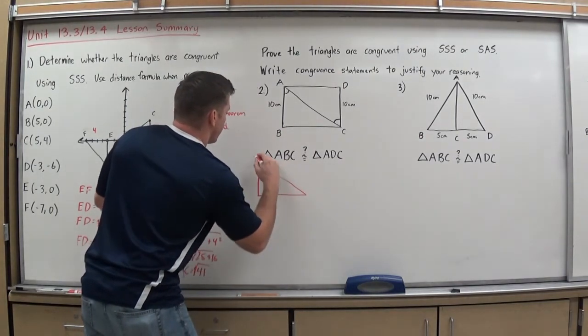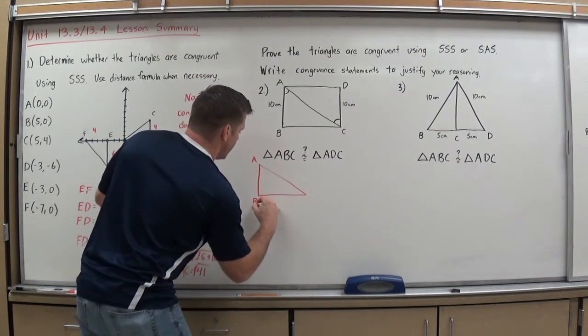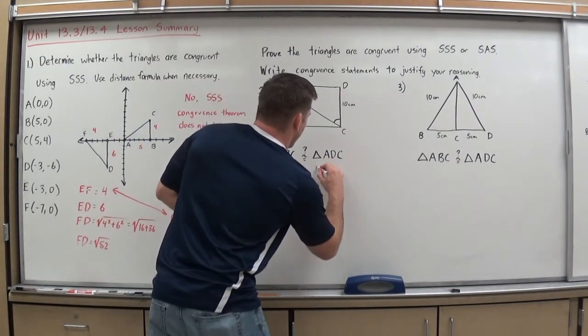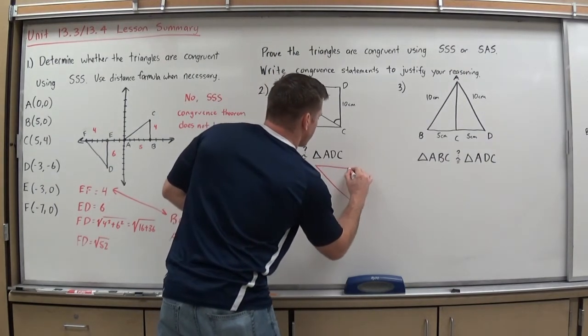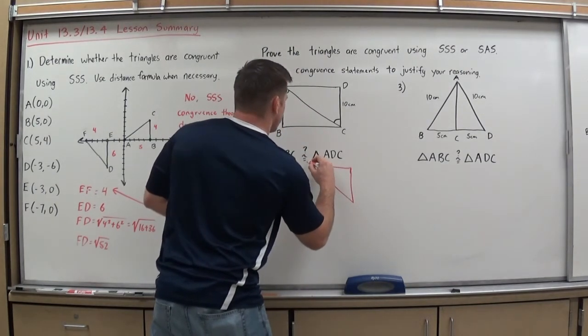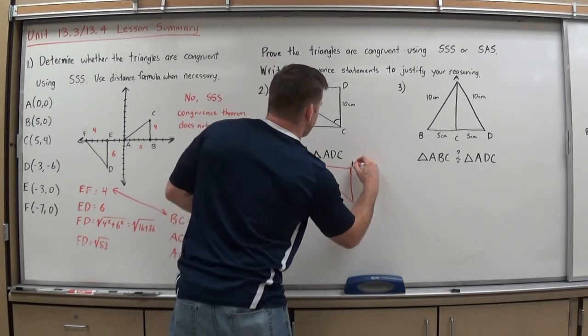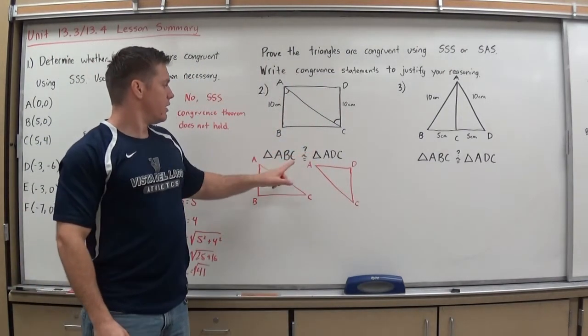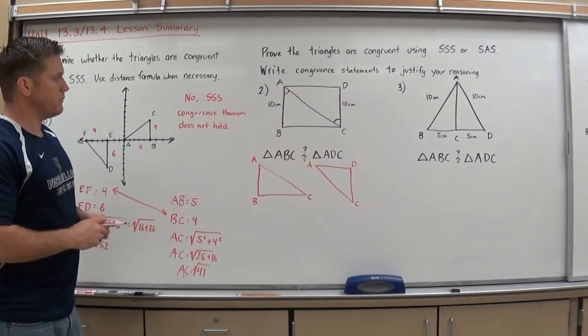So I have triangle A, B, C. That's the bottom left triangle. And when I write it separate, these aren't going to look congruent, because I'm not drawing them really to scale here, but I have A, D, C. And that's the two triangles with the problem. A, B, C. Is it congruent to triangle A, D, C?